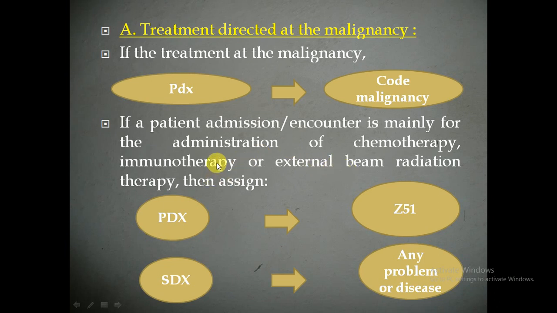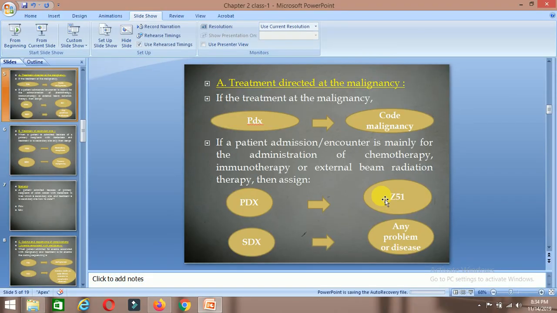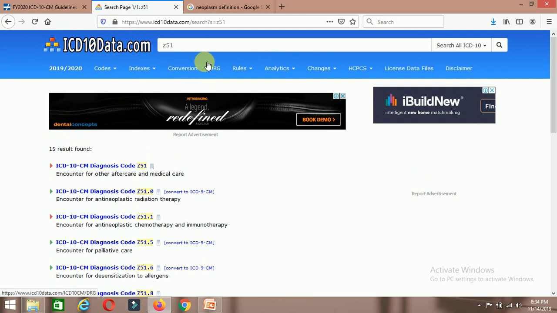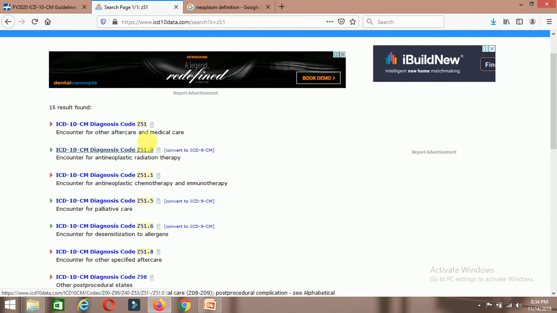Whenever a patient is coming for the treatment of these things like chemotherapy and immunotherapy, in those conditions for a patient, first we have to give the principal diagnosis as Z51 and secondary as any problem or disease or the neoplasm as a secondary diagnosis. So we will see the Z51 ICD in the software. See Z51. These are the subcategories of Z51: encounter for radiation therapy, encounter for chemotherapy, immunotherapy.